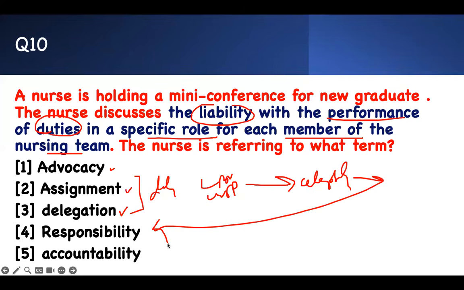So the liability with the performance of that duty in a specific role for each member is a responsibility. When you accept a task from the nurse, you have assumed responsibility and you are liable for that. The nurse may be accountable, but you are the one who's liable.